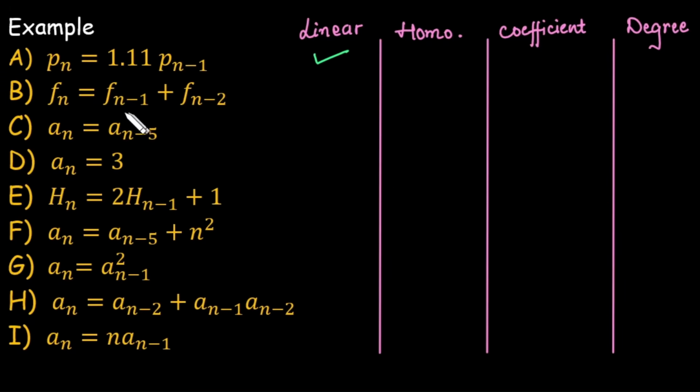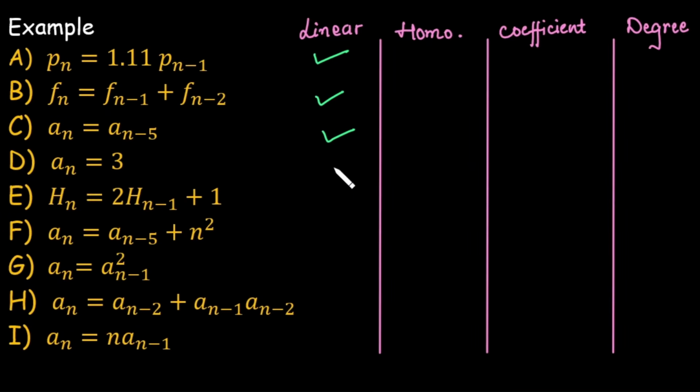Let's check it for the second case. Again, the power is 1, power is 1, power is 1, not in a product form. So clearly this is linear. In the next case, a_n, its power is 1, a_(n-5), again its power is 1, so it is linear. Next, for a_n, we just need to figure out the sequence term, not the constant. Only for the sequence terms do we need to check whether the power is 1 or not, and that they are not in product form.